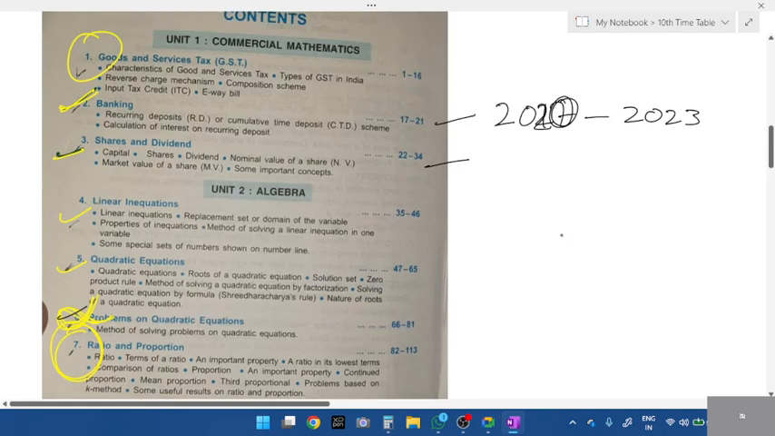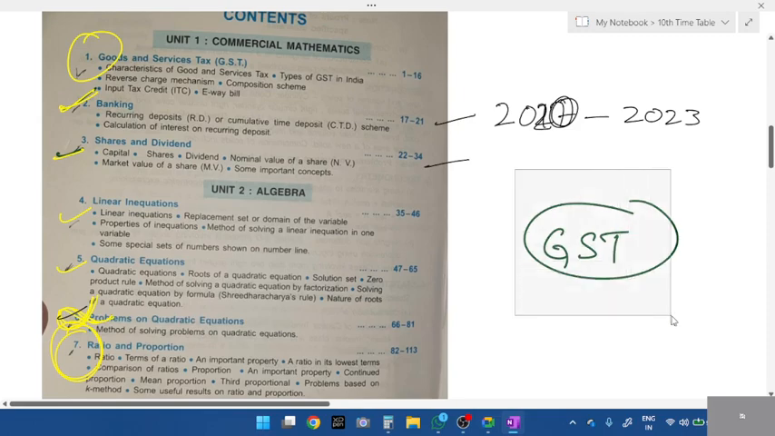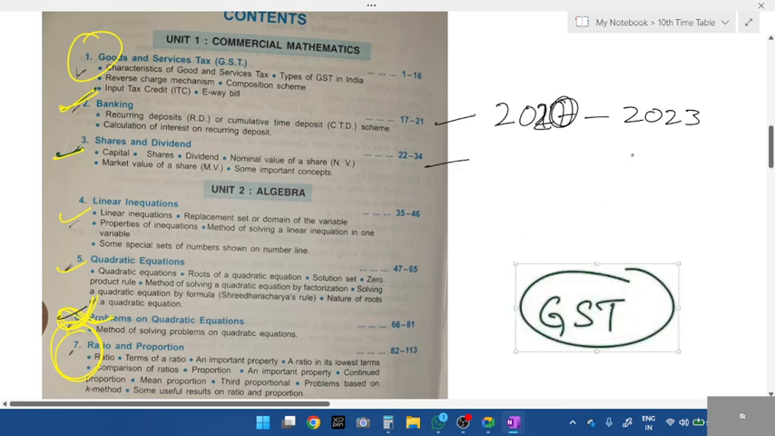So GST, I'll make it not like important, Mariana. Everything is important, but the paper is only for 80 marks. Question paper they set only for 80 marks. I told you all right. In section B, there is option. Out of 8, you have to choose any 4.